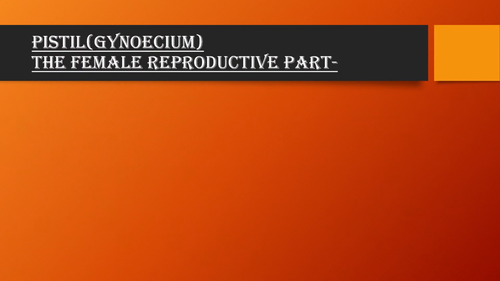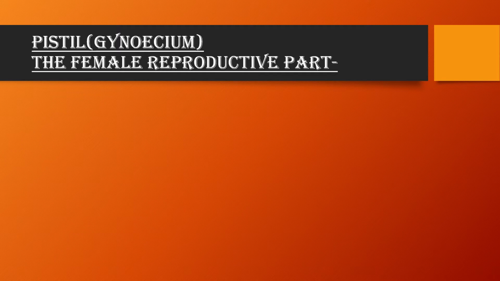As we have learned in the chapter that sexual reproduction takes place with the help of fusion of male and female gametes. So how male gametes are produced we have learned already, and now we'll see how female gametes develop. As we all know, the female gamete will develop inside the female reproductive part, and in the flower gynoecium is the female reproductive part.